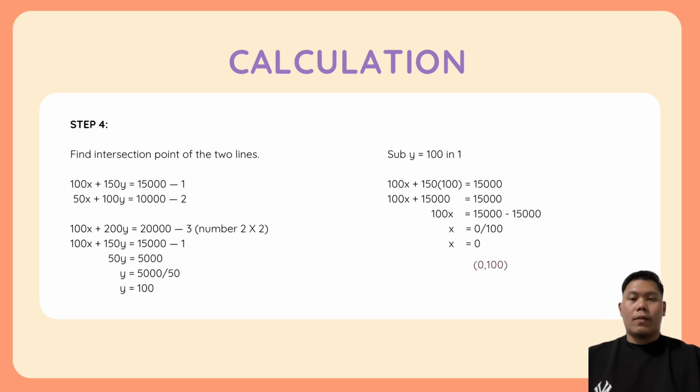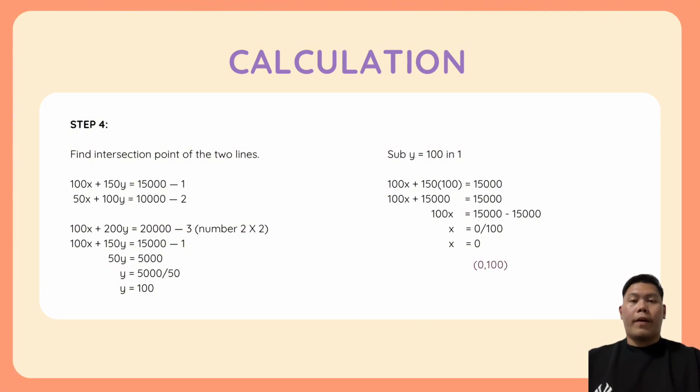The second equation is 50x plus 100y equals 10,000. We make equation 3 from equation 2 multiplied by 2, so we get 100x plus 200y equals 20,000. And 100x plus 150y equals 15,000. So after some calculation, we get 50y equals 5,000. We want to get y.